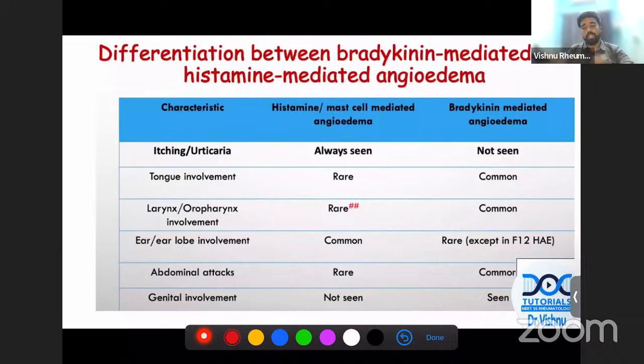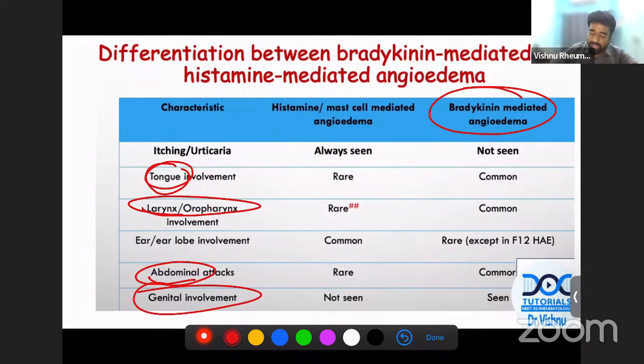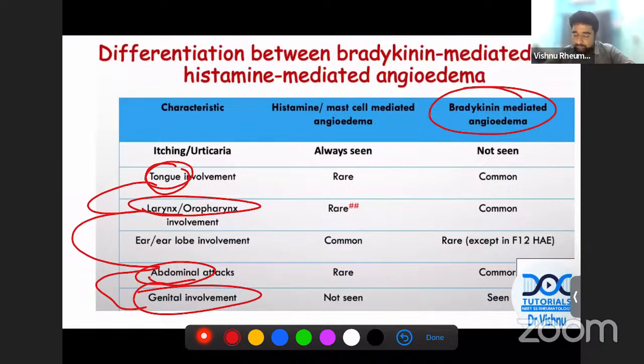So this is something that you have to remember. How I usually remember is that bradykinin mediated angioedema is slightly more sinister, in the sense of abdominal attacks, laryngeal attacks, oropharyngeal attacks. Oropharynx and tongue are associated together, right? So these three or four things, including even genital involvement, are slightly on the more severe end of the spectrum, and these are associated with bradykinin mediated angioedema.